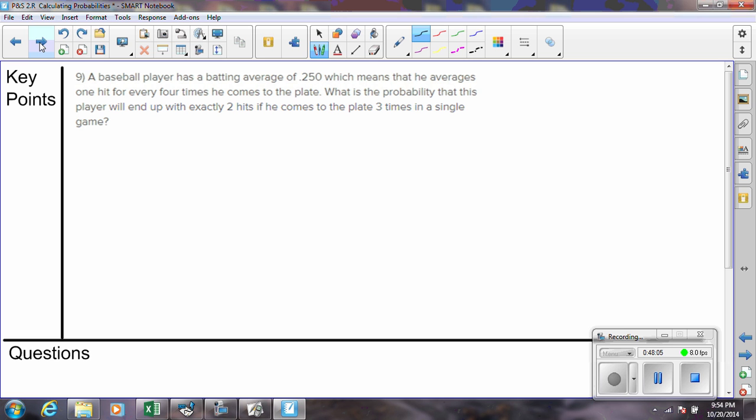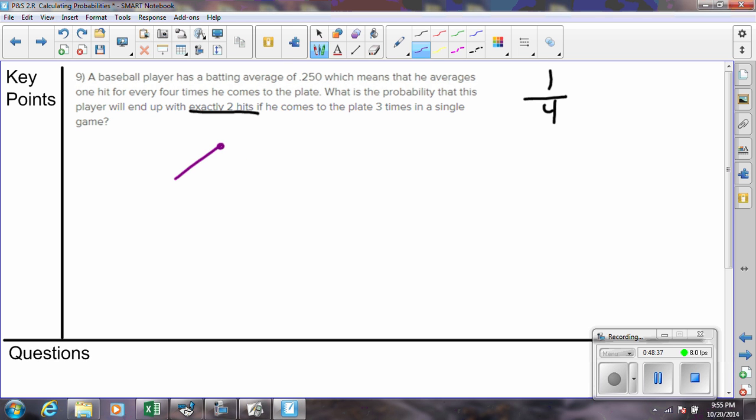Question 9. A baseball player has a batting average of 250, which means he averages 1 hit for every 4 times he comes to the plate. What is the probability that this player will end up with exactly 2 hits if he comes to plate 3 times in a single game? Well, there are lots and lots of different ways that we can do this one. I personally think the best strategy for my brain is to do a tree diagram.